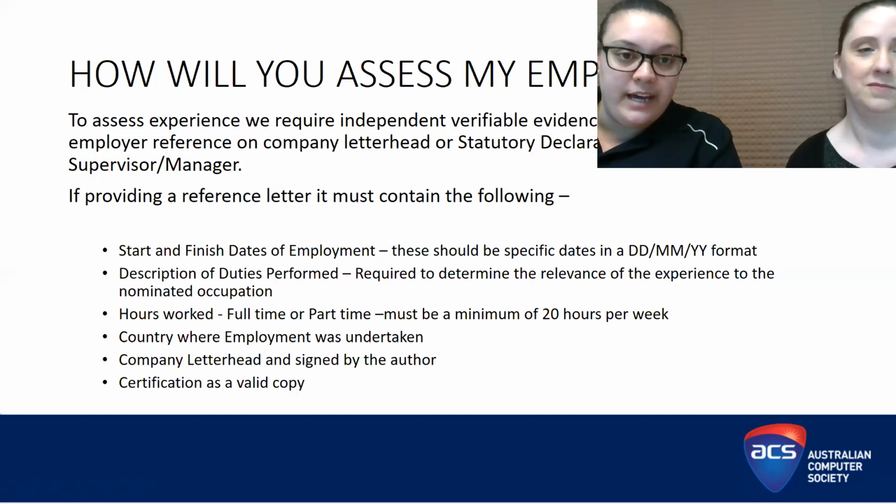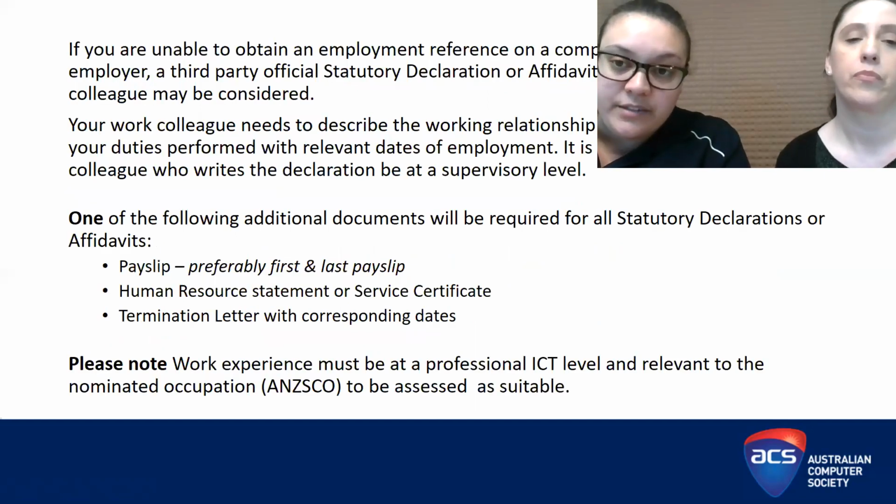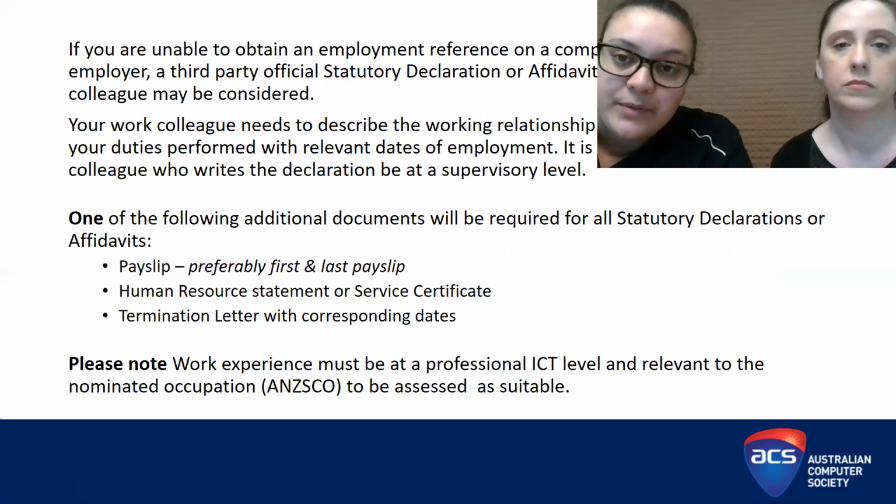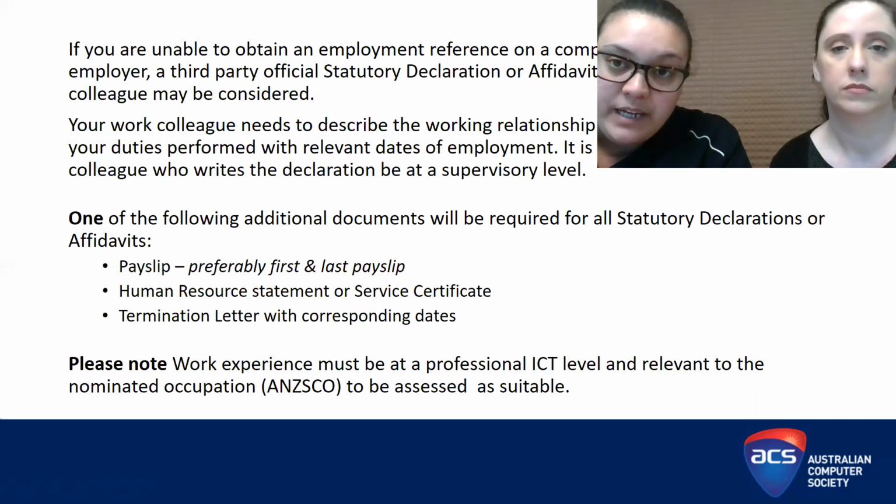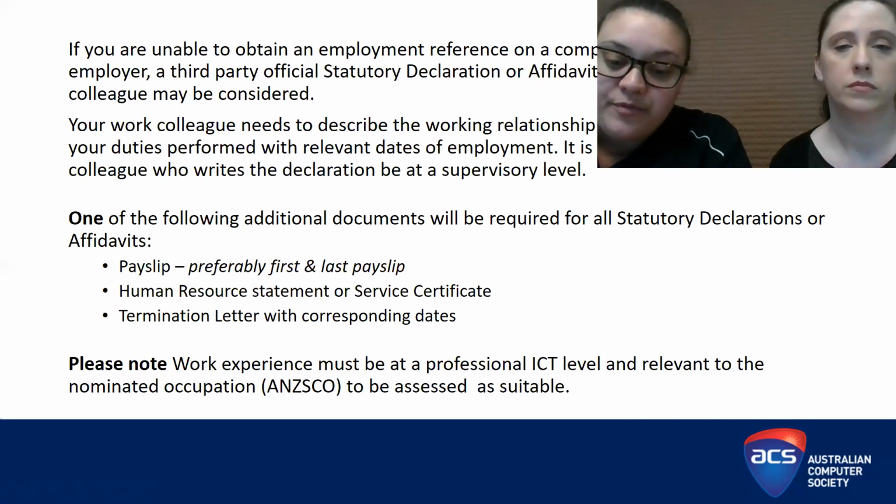You can provide a third-party statutory declaration if for some reason you can't get that detailed letter. Again, there is more information in our guidelines about what needs to be in it, but we've just given a little general overview. So you can get a third-party statutory declaration from a colleague. It needs to be at a supervisor level, again confirming your start and finish dates and your details of duties worked. So everything in the employment reference letter you can provide in the statutory declaration from a colleague that you've worked with.